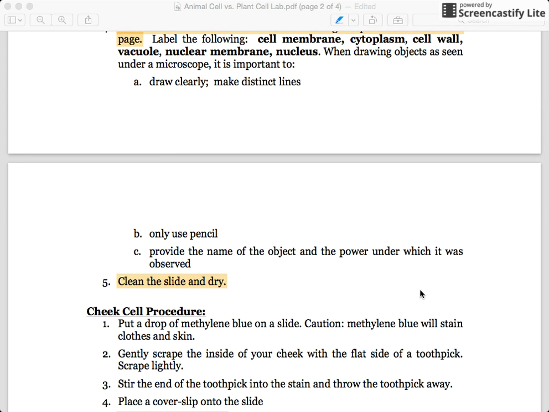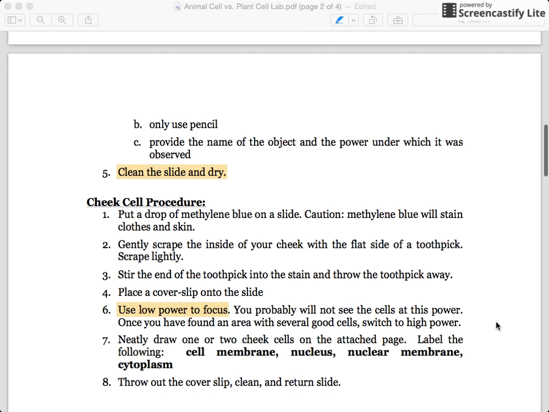Make sure when you put the picture or the drawing there that you provide the name of the object and the power under which it was observed. So put onion cell and then whatever power you observed it under. When you're totally done with the onion cell, go ahead and clean the slide and dry it for the next group so that it is ready to go for next period.